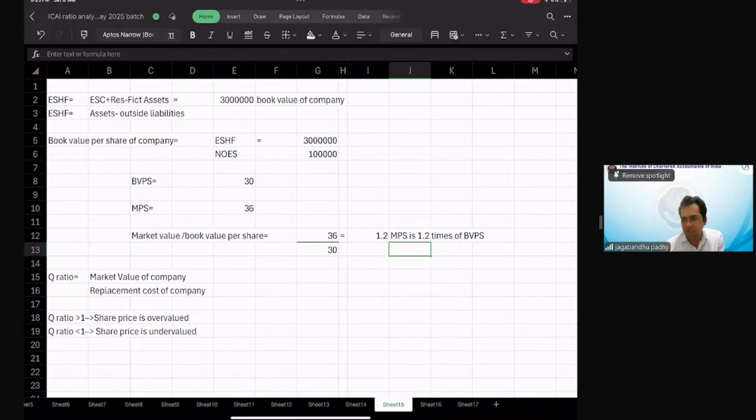Can we solve it using reserves and capital? Yes, you can, Isha. You can solve it that way also. That's absolutely correct.